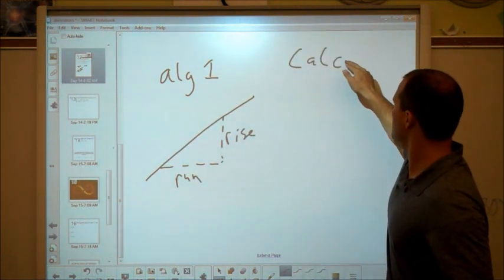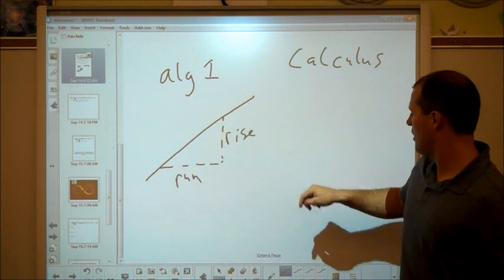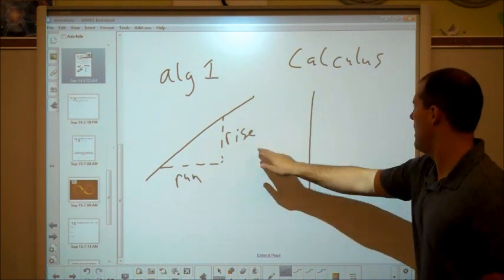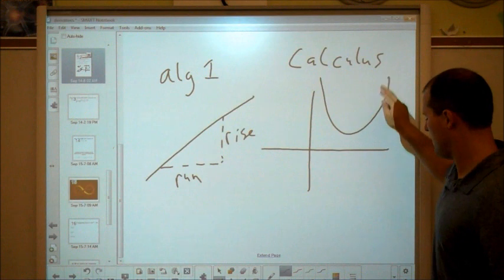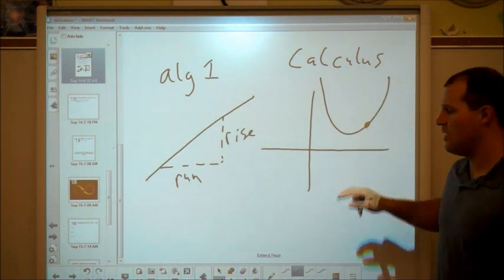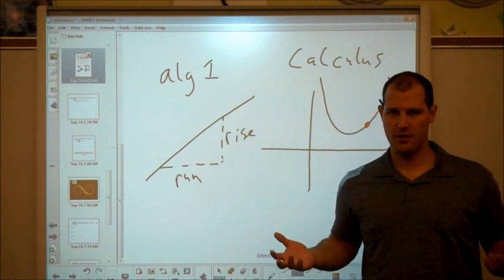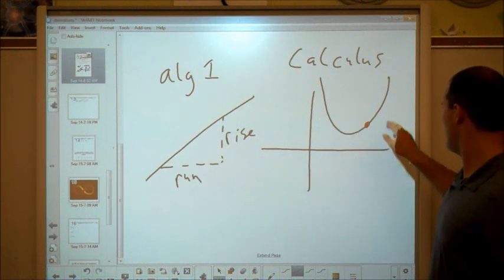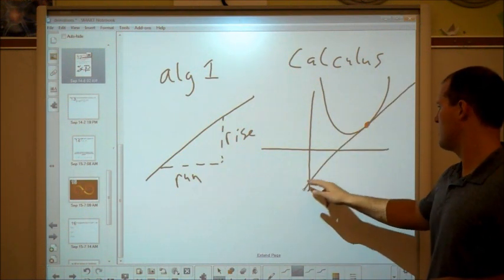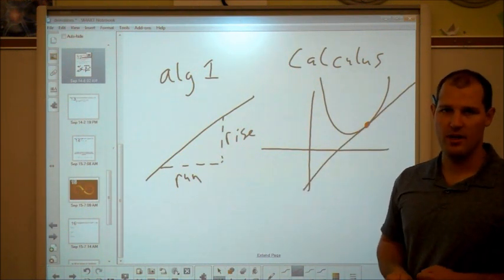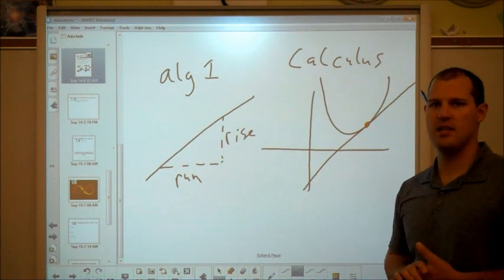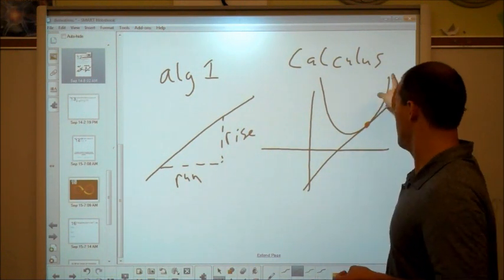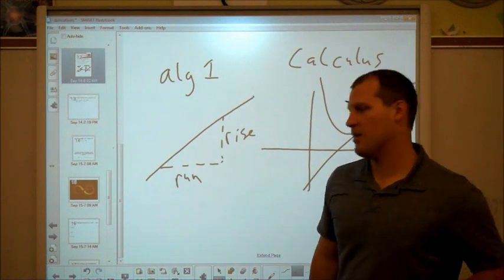In calculus, it's going to be a little different. Maybe we have something like a parabola, and we want to know the slope, call it the derivative, or the rate of change at that point. We're really looking for the slope of the line that goes through that point. What we're dealing with today is a little trick for how to find those on something that's a curve rather than a straight line.